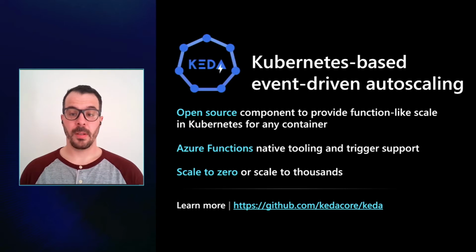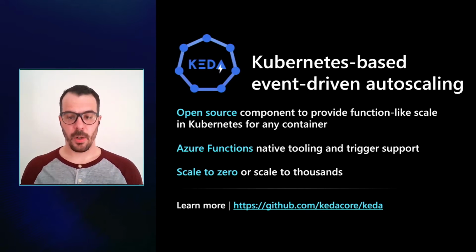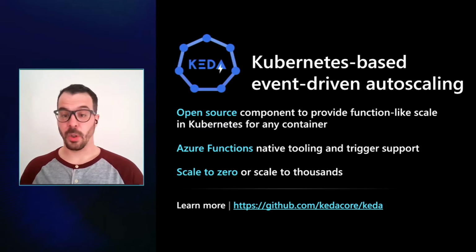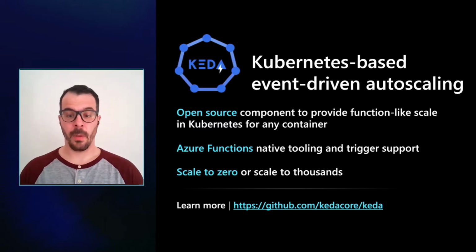KEDA is a product out of a partnership between Microsoft and Red Hat. KEDA means Kubernetes Event-Driven Autoscaling. It is an open source component for Kubernetes that provides event-driven scale for any container workload, enabling containers to scale from 0 to thousands of instances based on event metrics, things like the length of an Azure queue or a Kafka stream, and back to 0 again when you're done processing. And since Azure Functions can be containerized, you can now deploy a function app to any Kubernetes cluster, keeping the same scaling behavior you would have on Azure Functions service.